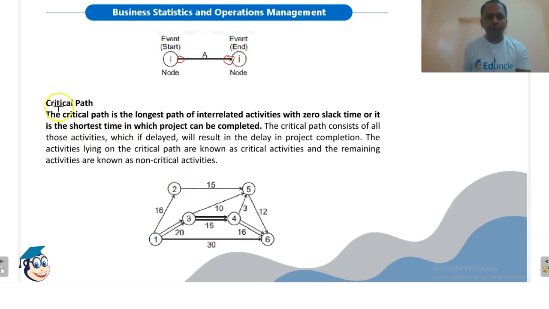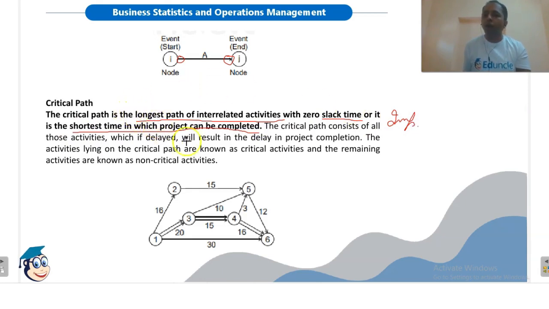Now, critical path. It is the longest path of interrelated activities. Remember, it is the longest path of interrelated activities with zero slack time, or it is the shortest time in which the project can be completed. This definition is very important. Okay, understand it very carefully.